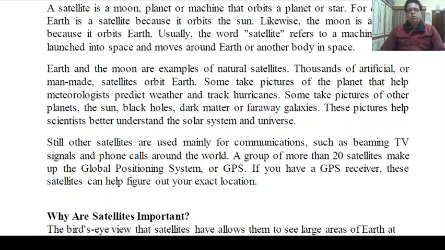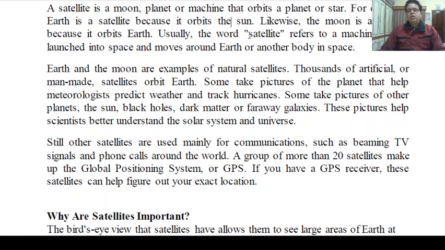Today we are continuing the topic satellite, and we are trying to understand the general background of satellite. A satellite is a moon, planet or machine that orbits a planet or a star. For example, Earth is a satellite because it orbits the sun. Likewise, the moon is a satellite because it orbits Earth.